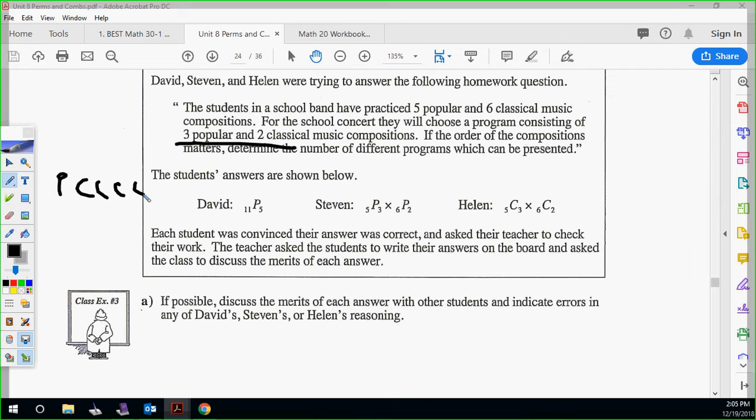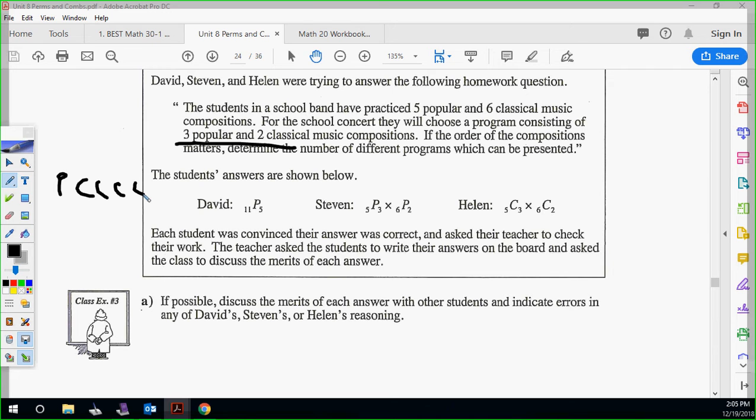Okay, Stephen, 5P3 and 6P2. This is where it's a little bit confusing. So what they mean by the order matters is that if you have a program, you're going to play an order of songs. So there's going to be an order, but it doesn't say, and this is the tricky part from the video this morning that I'm remaking, it doesn't say it has to be 3 then 2. This is the 3 then 2 combination. So this is saying that they have to play 3 popular then 2 classics.